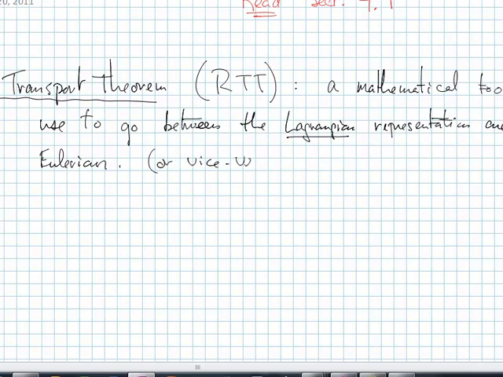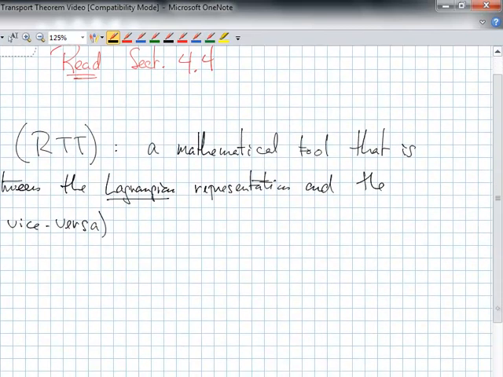Okay, so the question that comes to mind then is, well, do we really need that? What's the problem between going back and forth between those two representations? I didn't know there was a problem. Well, yeah, there can be a problem. So before I give you a statement of the theorem, let's look at what it actually does.